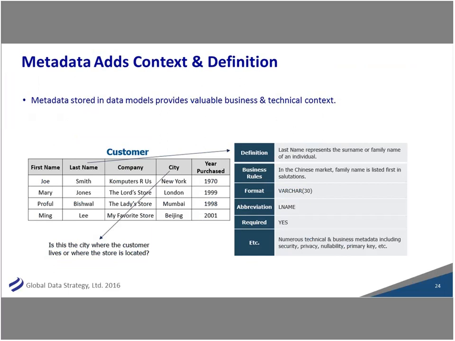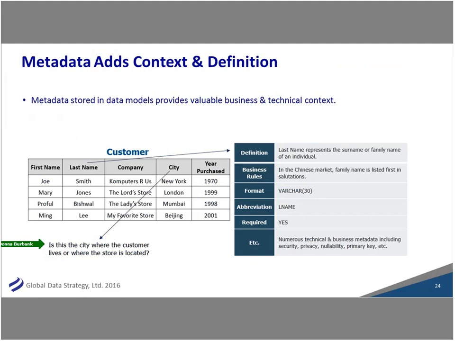As I mentioned before, metadata is key to adding the context and definition around these. I won't beat this idea of the definitions to death. Is the last name a surname, a family name? In China, is it maybe different? We have the last name first in the American way. Is my listed city where the customer lives or where the store is located, et cetera. I think we've beat that one to death, although it is important.